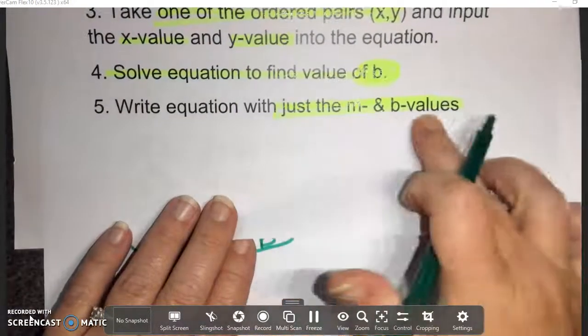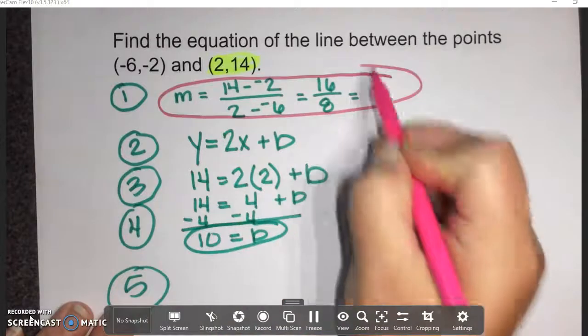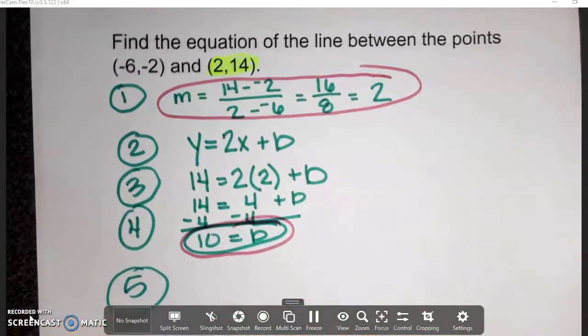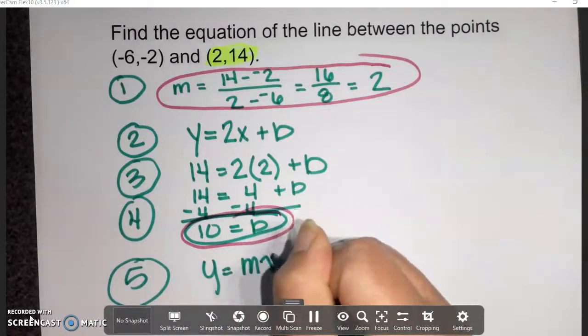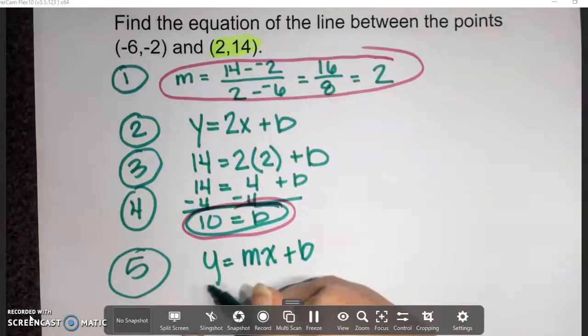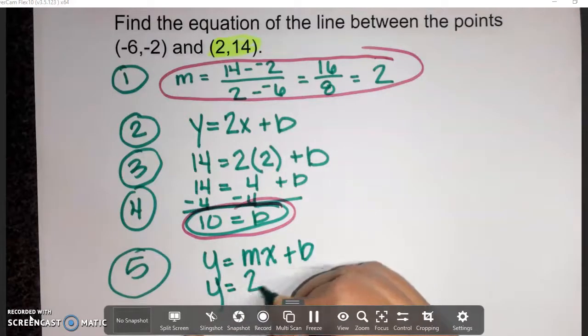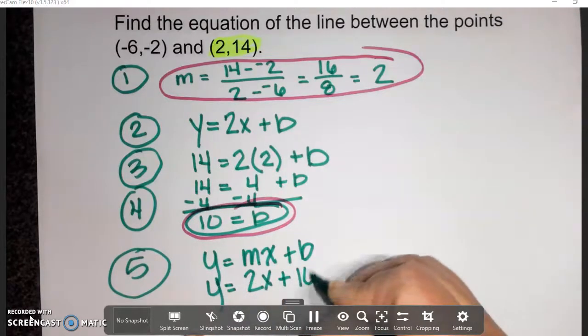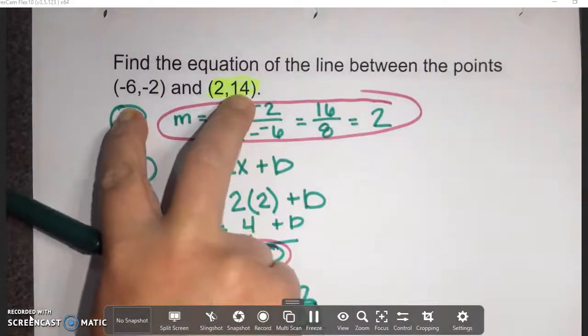Step 5 says write the equation with just the m and b values that you got. So here's my m value. Here's my b value. Okay, so y equals mx plus b. I'm just going to put in the m and the b. Y equals 2x plus 10. There's an equation of a line that goes between these 2 points.